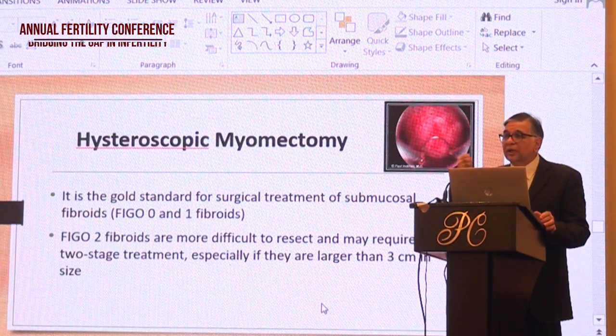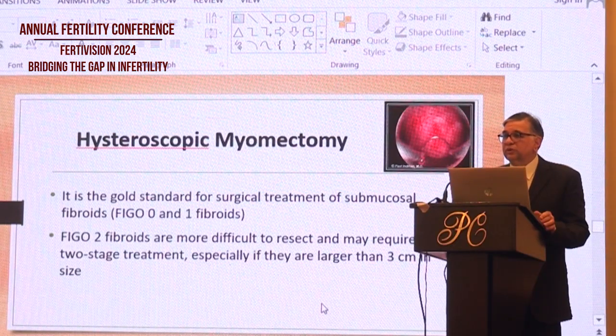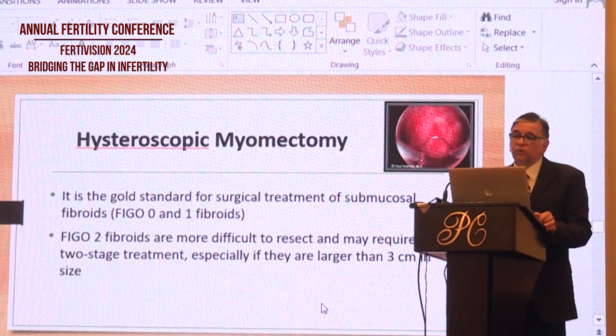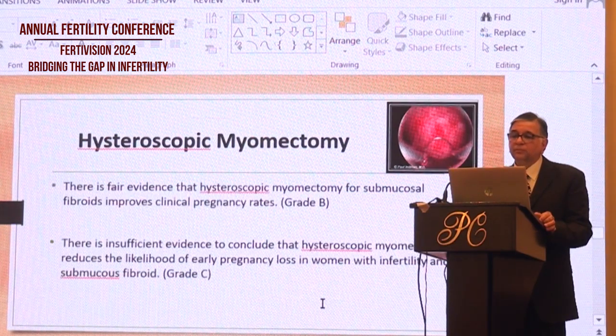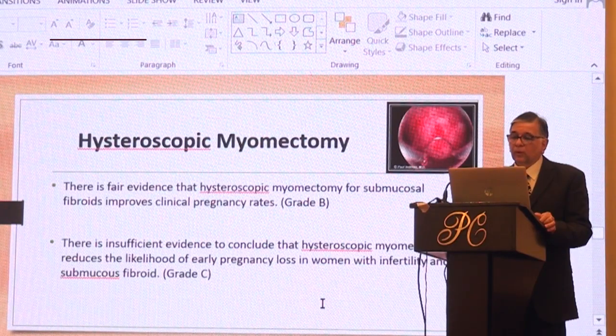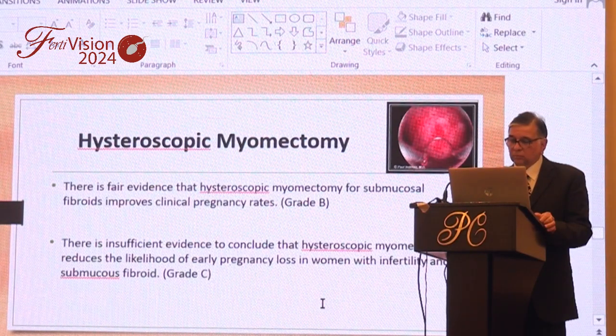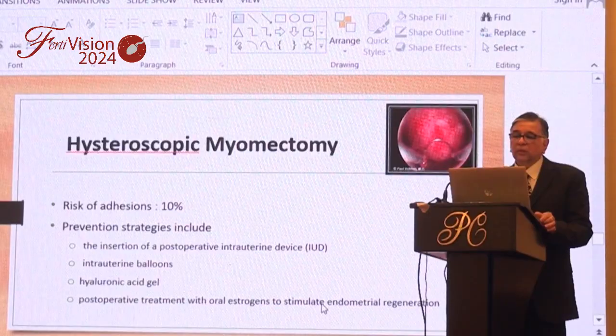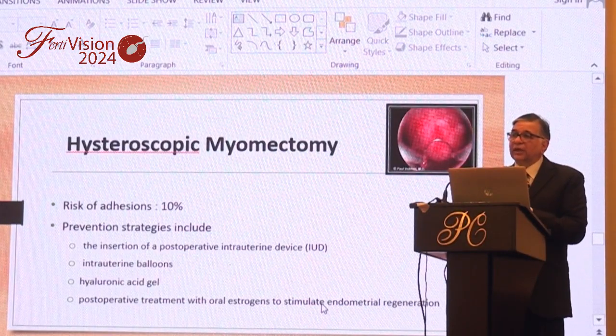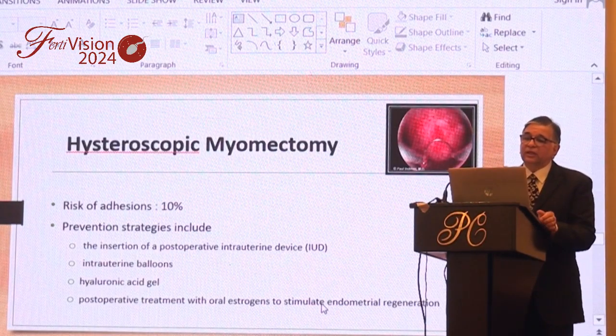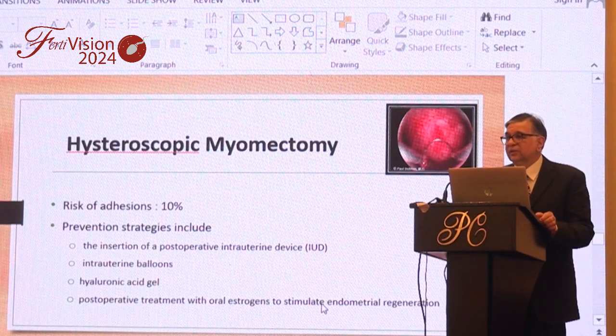And theoretically, you can actually go through the wall of the uterus with a dissectoscope and cause damage to pelvic and abdominal organs. So I'm not a great fan of that. You really have to be sure that the fibroid is totally into the uterine cavity for you to take it out. And obviously, if you take it through the uterine cavity, there is some risk of adhesions as well.